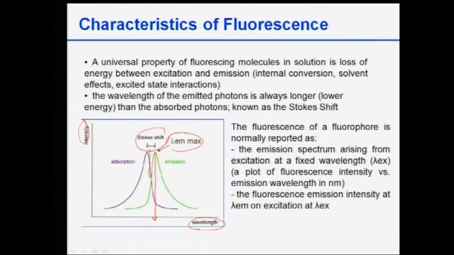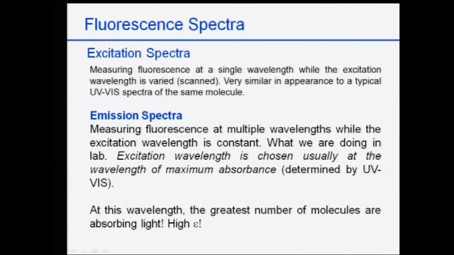Emission arising from excitation at a fixed wavelength gives the emission maximum, and the fluorescence emission intensity is measured at this maximum. These maximum intensity peaks are measured in both cases and used for the real study. Obviously there are two kinds of spectra: the excitation spectrum and the emission spectrum. The excitation spectrum measures the fluorescence at a single wavelength while the excitation wavelength is varied, scanned. So you can vary the excitation wavelengths and measure the fluorescence.